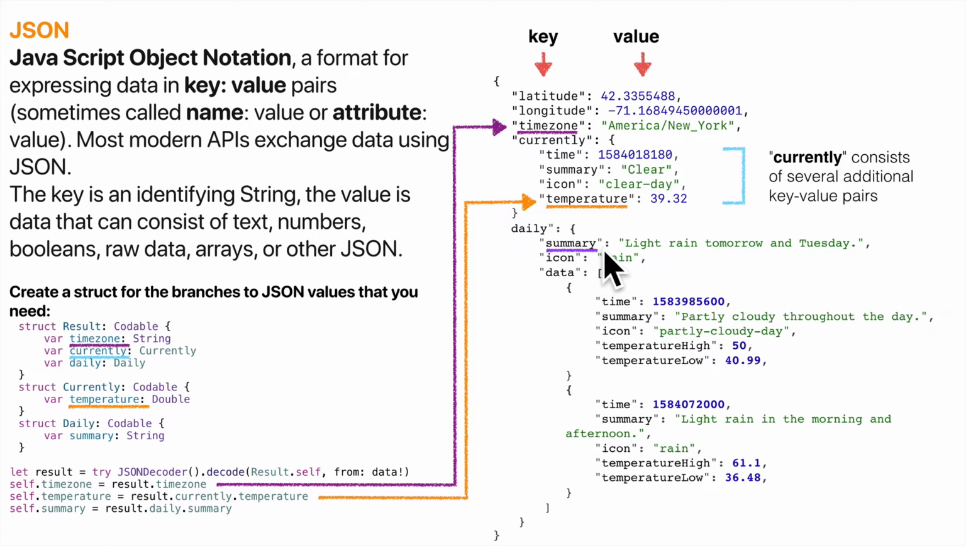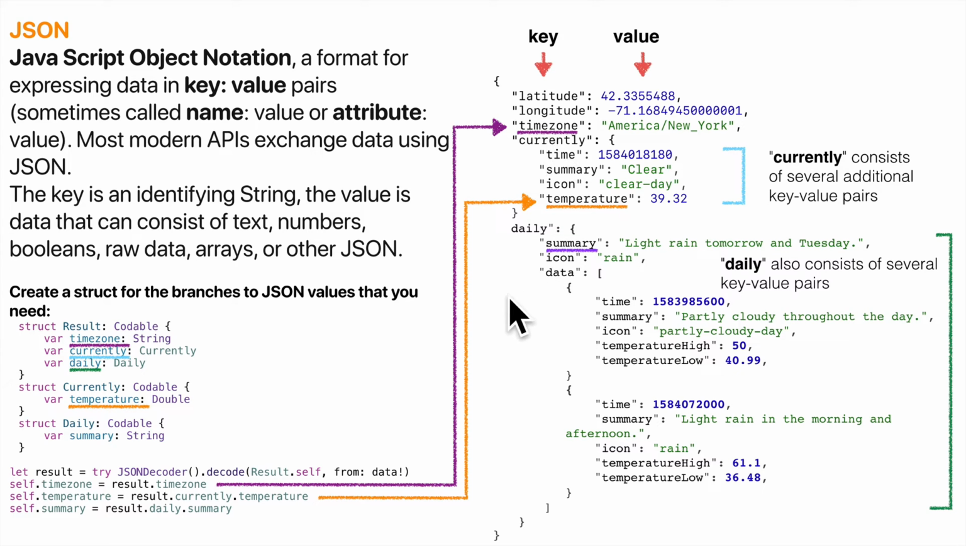Now once you've got this pattern down, the rest is just wash, rinse, repeat. So summary is inside this set of JSON that's nested inside of the daily key, just like temperature was inside of the currently key. So what we'll do here is something similar. We're going to create a new struct called Daily, capital Daily because it's a struct. It will be Codable. It will contain a value called summary, same exact variable name as this key here, and we'll create a new property in the Result struct called lowercase daily that is of type capital Daily. That's this struct here.